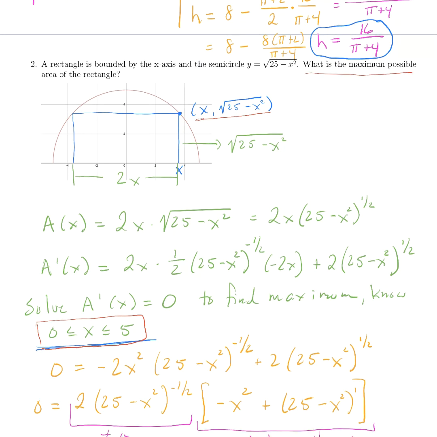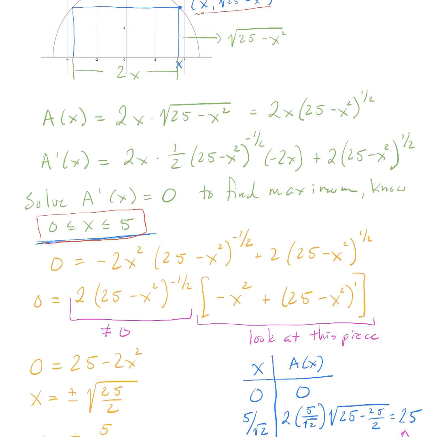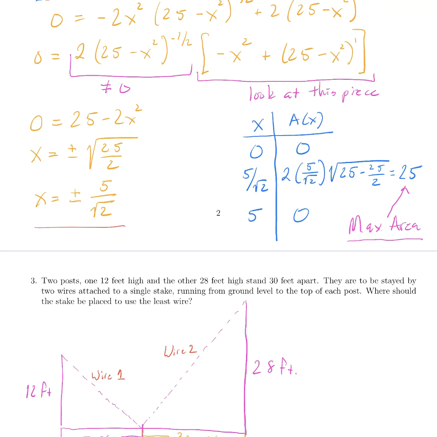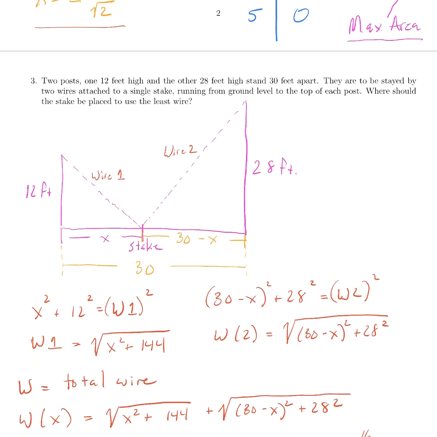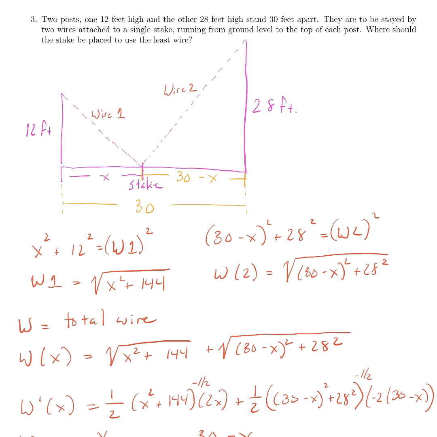Okay, you guys may have to pause this video at times to check out some of this algebra, but I'll be happy to answer questions on it. Okay, the last says two posts, one 12 feet high and the other 28 feet high, stand 30 feet apart. They are to be stayed by two wires attached to a single stake running from ground level to the top of each post. Where should the stake be placed to use the least wire?